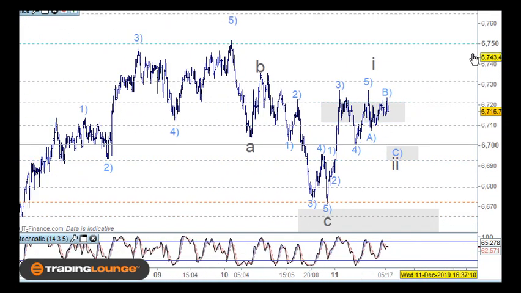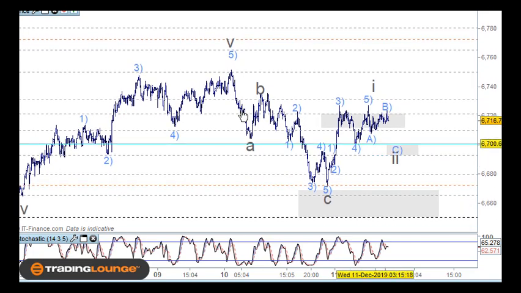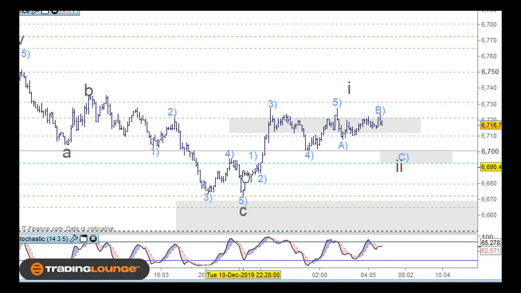So this is what I was looking at here. So we've got the top of the fifth wave here, then an A and a B, and then 1 and 2 and 3 and 4 and 5 for 1, and back for 2, down for 3, back for 4 and down for 5. So that fits all quite nicely there.